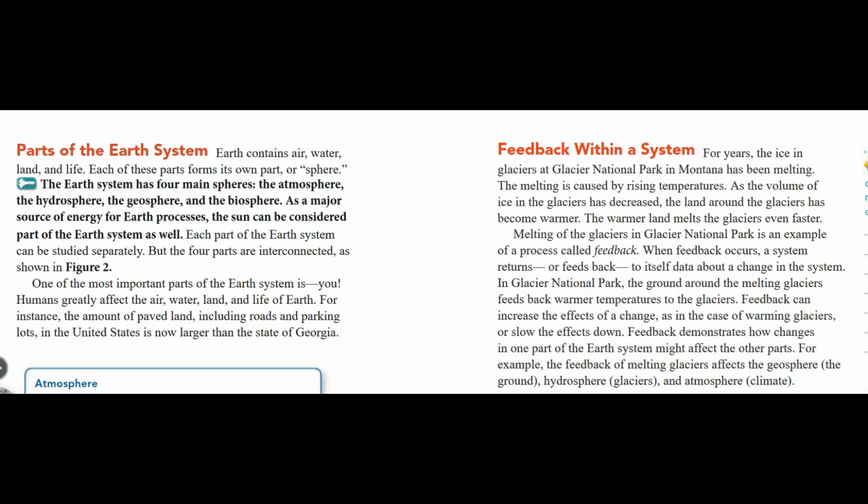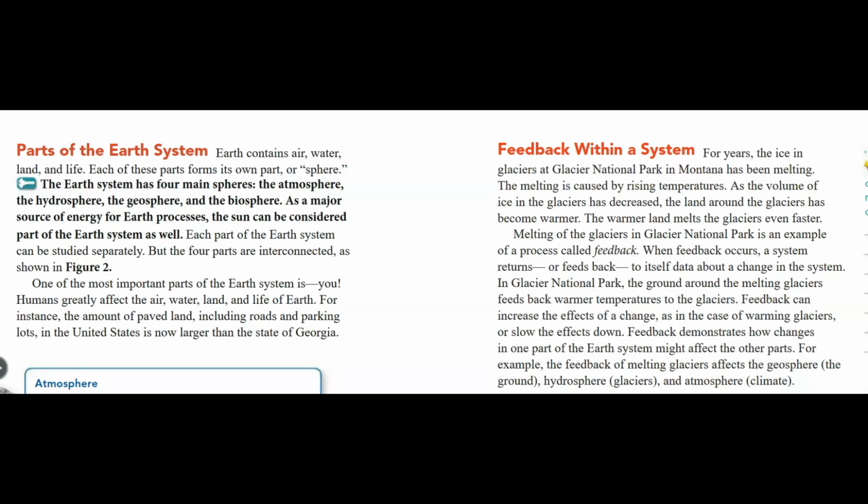Melting of the glaciers in Glacier National Park is an example of a process called feedback. When feedback occurs, a system returns or feeds back to itself data about a change in the system. In Glacier National Park, the ground around the melting glaciers feeds back warmer temperatures to the glaciers. Feedback can increase the effects of a change, as in the case of warming glaciers, or slow the effects down.